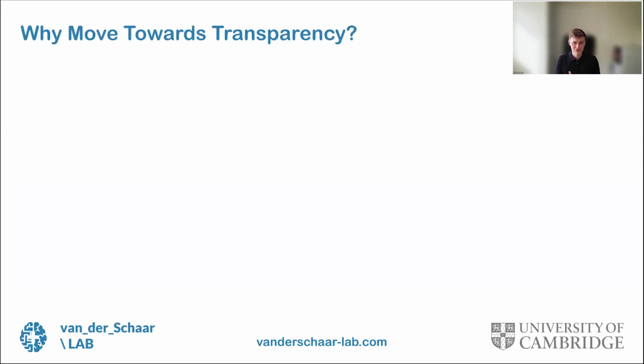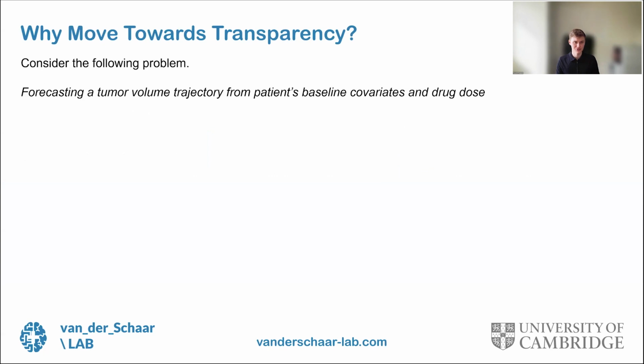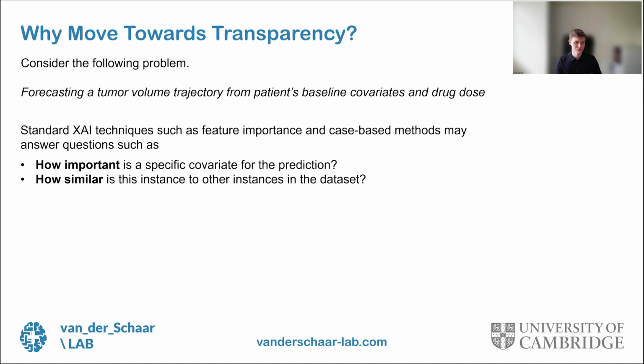And first of all, we have plenty of XAI techniques. So why do we want to move towards transparency? Let's consider the following problem: forecasting a tumor volume trajectory from patients' baseline covariates and drug dose. Such models may be crucial, for instance, for planning treatments. So standard XAI techniques, such as feature importance and case-based methods, may answer questions such as how important is a specific covariate for the prediction, or how similar is this instance to other instances in the dataset.